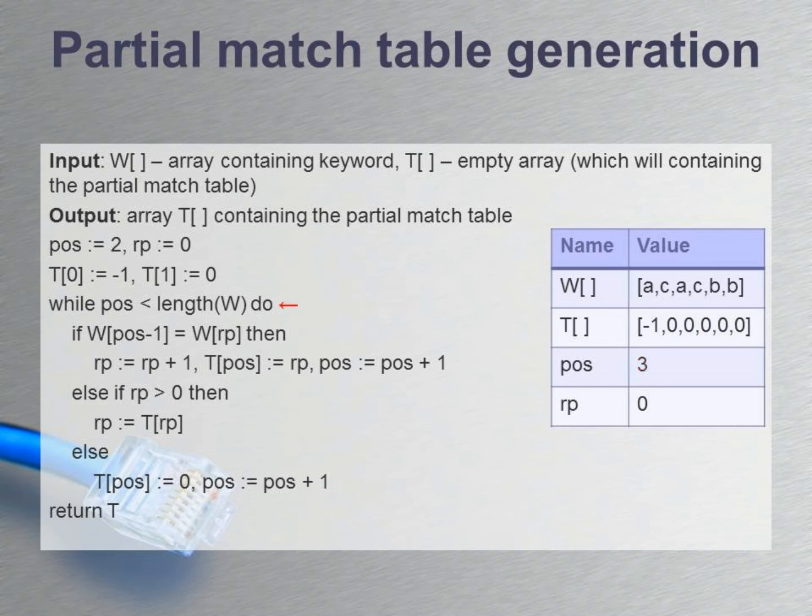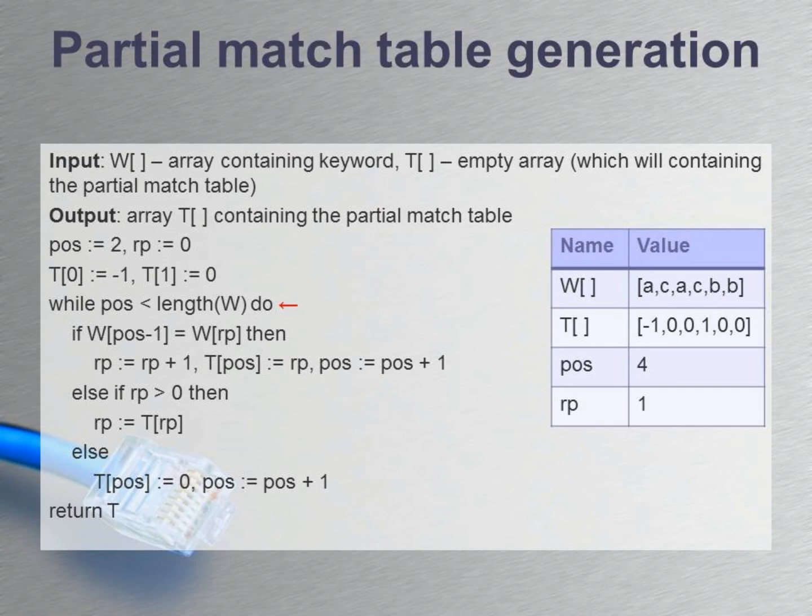We now return to the while condition, which is satisfied, so we remain in the while loop. Now, W of pos minus 1 is equal to W of rp, since W of pos minus 1 is equal to A, and W of rp is also equal to A. We therefore increment rp, set T of pos to be equal to rp, and increment pos.